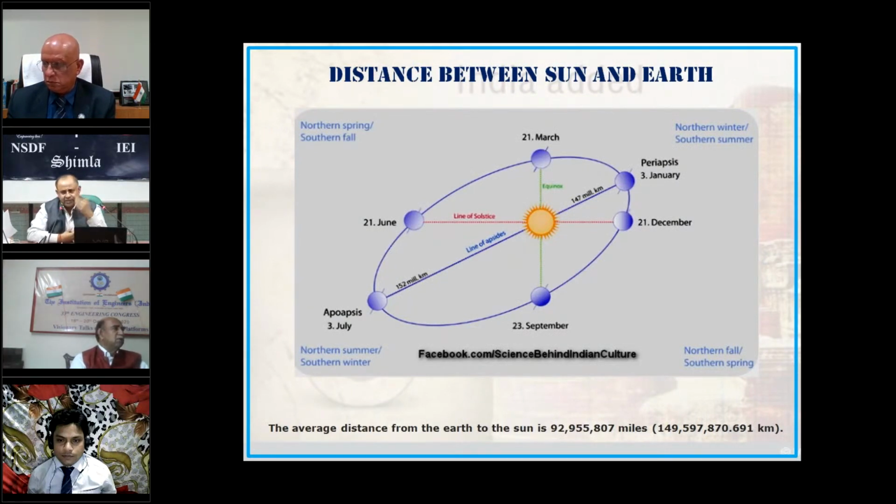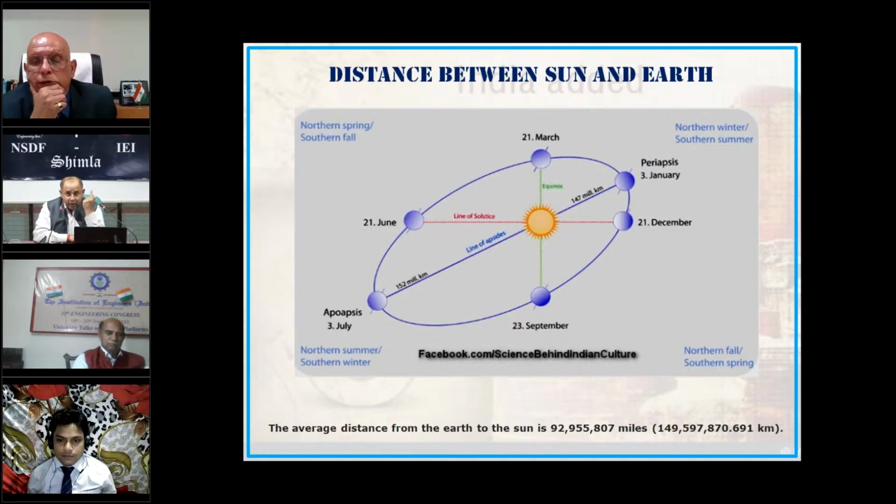We all recite Hanuman Chalisa every day. Now, Hanuman Chalisa was written down 500 years back by Goswami Tulsidas. And you see, this is how the distance between the sun and earth. The average distance between Sun and Earth is roughly around 150 million kilometers. At the aphelion, it's 152 million kilometers, and at the perihelion, it's 147 million kilometers. So on average, it's something around 150 million kilometers.